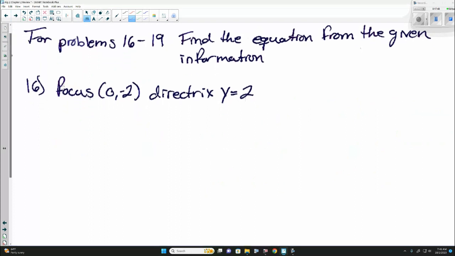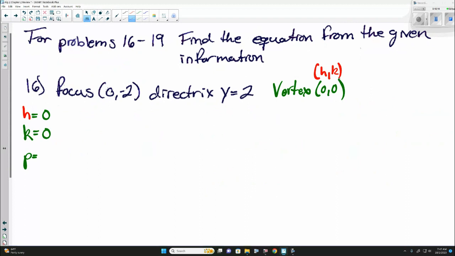For problems 16 through 19, with these here, now for this one, the vertex is the point 0, 0. So to find these, we need the values of h, k, and p. Well, the vertex is the point 0, 0, and the vertex in the standard form is the point h comma k. So it tells us h is 0, k is 0.